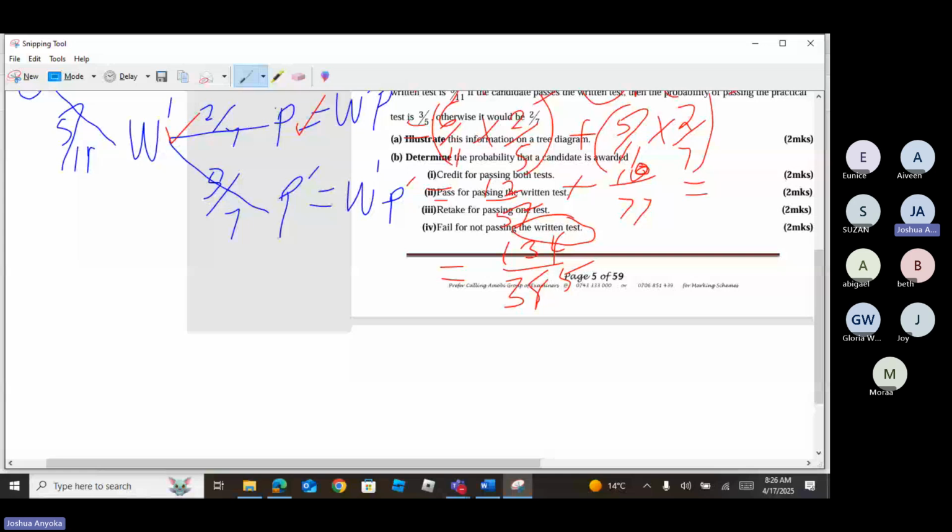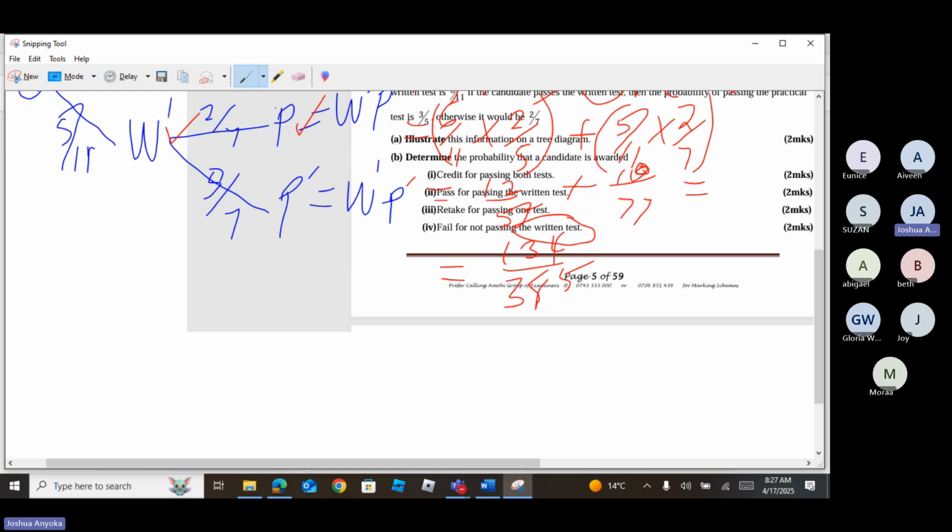Whether you pass practical and you have failed the written exam, it means you have failed. Whether you fail the written exam and then you fail practical, it means you have failed. So the tests are 2, yes, but what guarantees you a fail is not passing the written exam. Whatever happens from there is not taken into consideration.